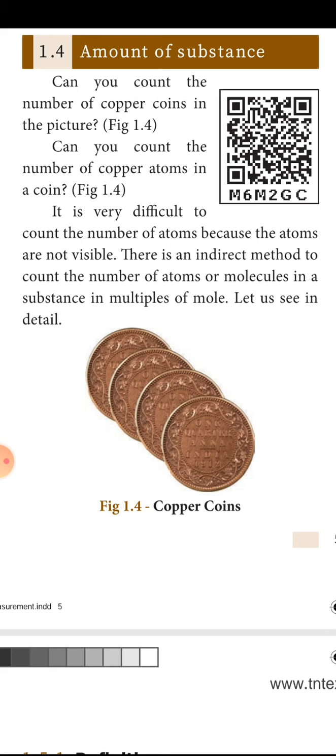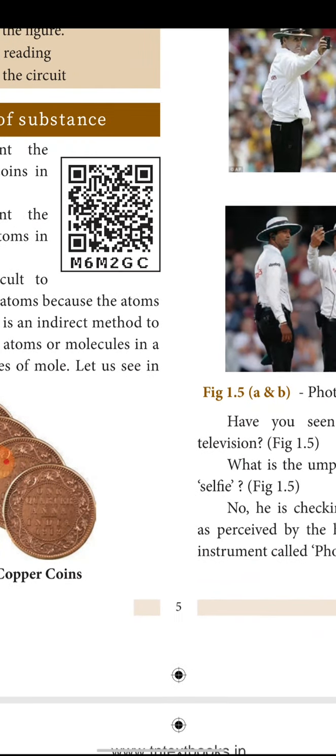So can you calculate the amount of substance in a substance? Are you seeing the coins in the video? Yes, we are seeing the copper coins. But can you say how many atoms or molecules will be in the coin? That is called the amount of substance. So it is difficult to say the number of atoms or the number of molecules in a copper coin or any other matter. Such a thing is called amount of substance.